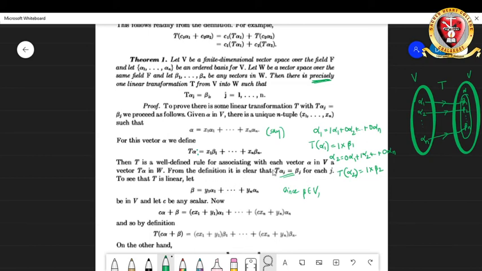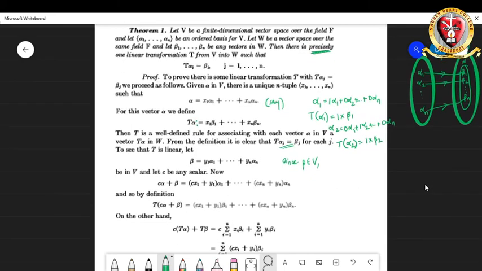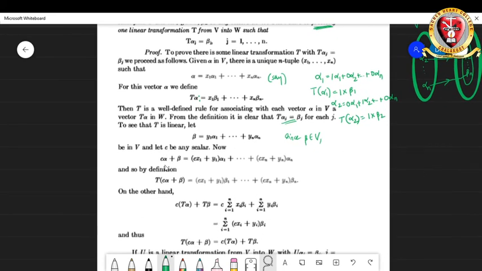Now, suppose beta is an element in V. So beta can be written as a linear combination of the basis elements, right? So let y1 etc. yn be the corresponding coefficients. So beta can be written as y1 alpha 1 plus etc. plus yn alpha n. Now consider the combination C alpha plus beta. Okay, you know alpha is the term sitting here and beta is the term sitting here.